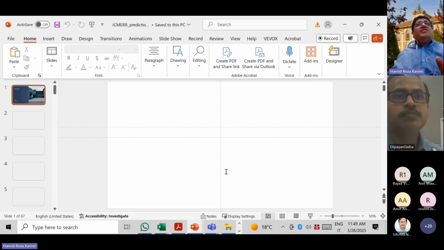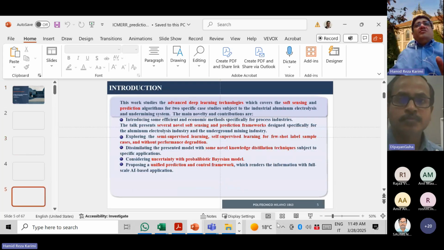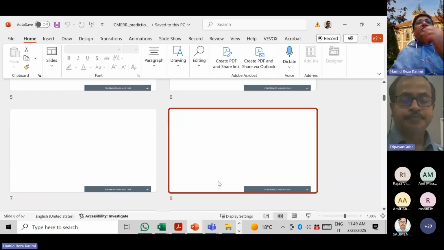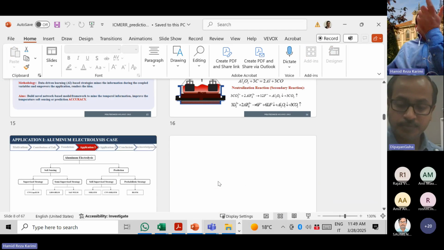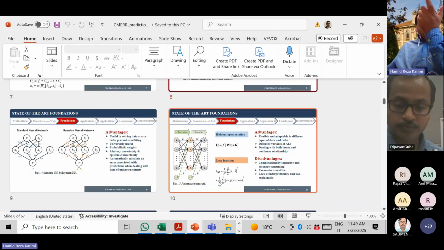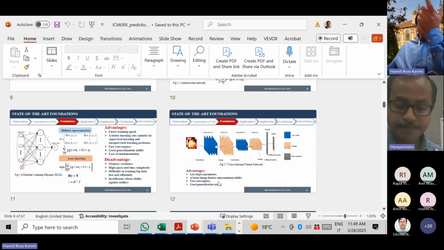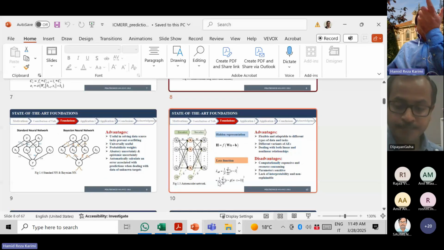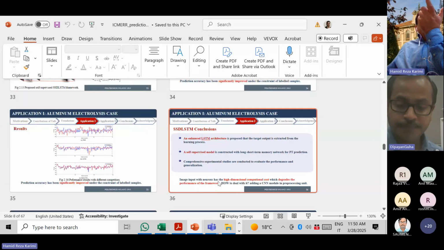In this research, we are looking at soft sensing, which may be very interesting for you if you want to develop some tools. My suggestion is that if you work on images, you can also develop some advanced foundation tools. For example, I can show you here.